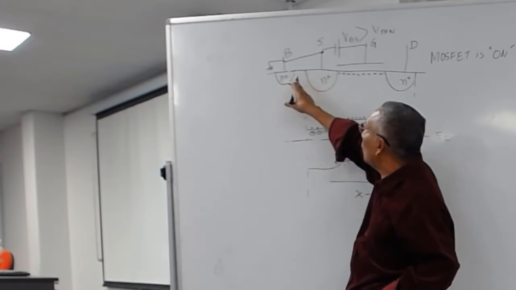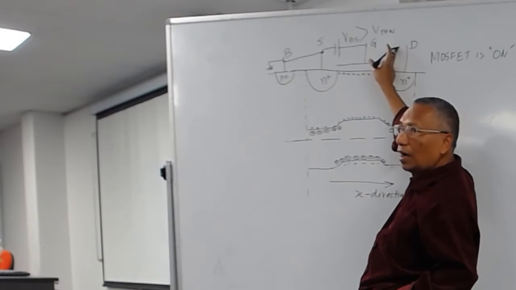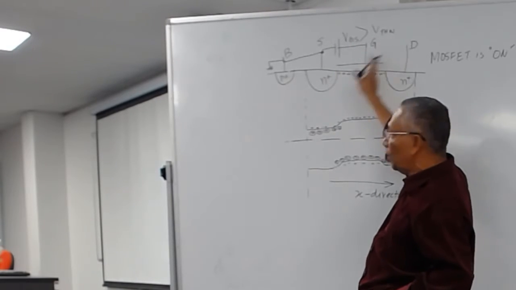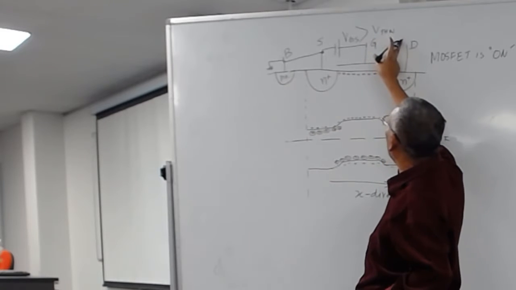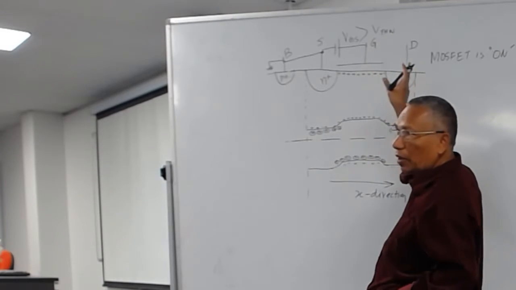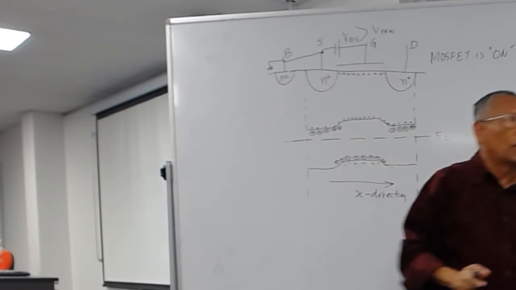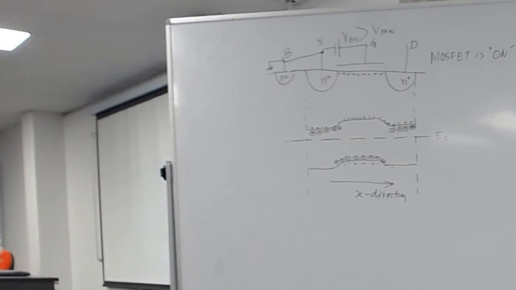The source is already connected to ground. See, this is higher. Yes, you agree? If you apply a positive voltage here, all electrons will flow this way. That's what we want to do. So now we have turned it on and we want to make the current flow.